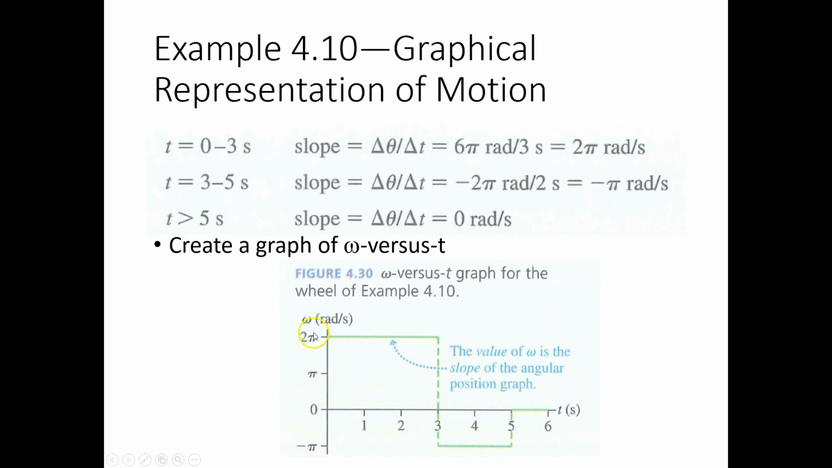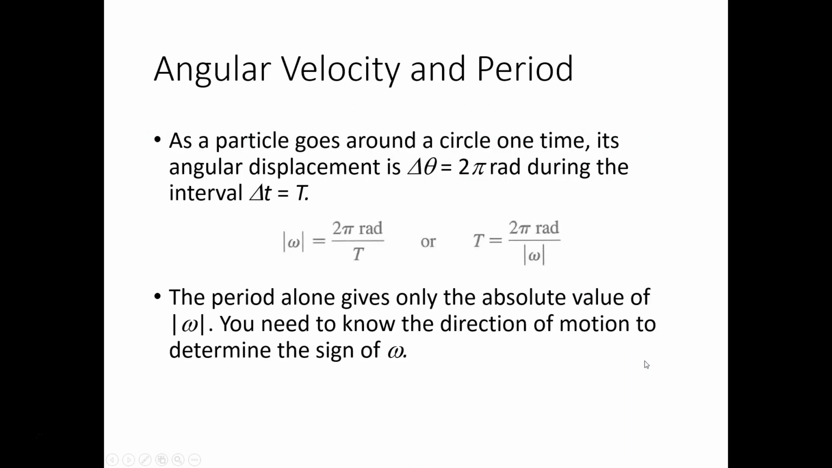So the first angular velocity that we have is 2 pi. So we do that for exactly those 3 seconds. And then we come down and we want negative pi for 3 to 5. And then anything greater than 5, there is no angular velocity. And so we've plotted that. So you want to do this on your note sheet too.